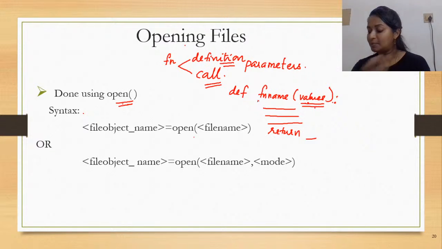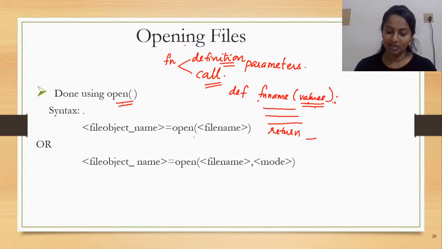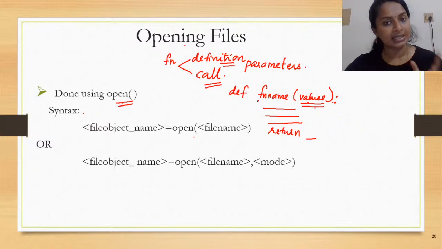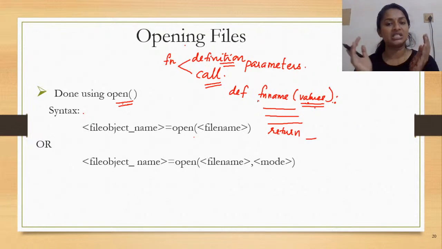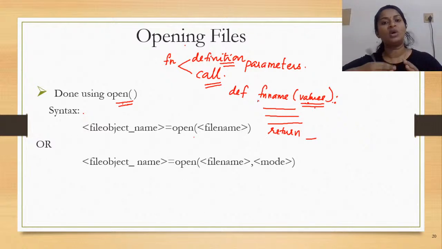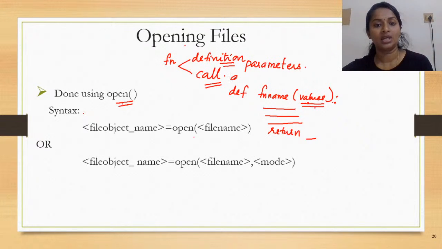Actually, both are indicating the values that are written inside the function. Whenever you have the dummy values that you define in the function header, they are called parameters. Whenever you are trying to call the function, you call those values by the term arguments. So arguments are nothing but the actual values.